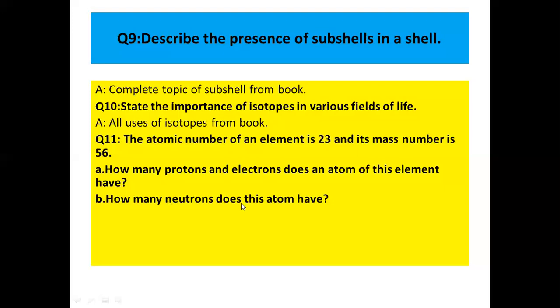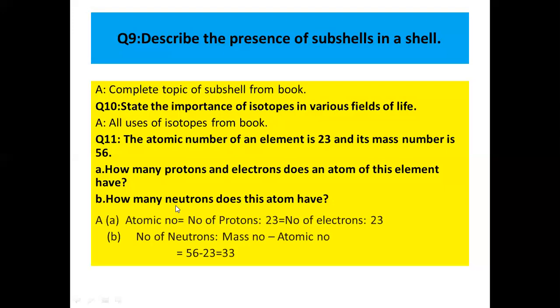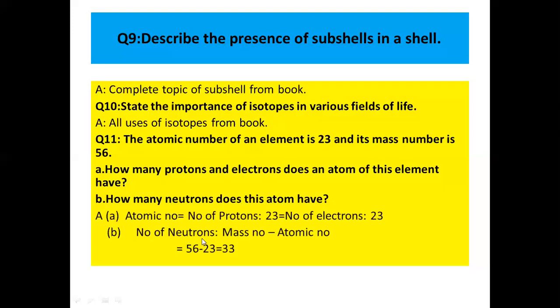How many neutrons does this atom have? So to find out the number of neutrons, we have the formula, that is number of neutrons is equal to mass number minus atomic number. So mass number or atomic mass, they are same. Okay, don't get confused in these terms. These two terms are same. 56 is the atomic mass or mass number, and minus 23 is the atomic number. Answer is 33 neutrons are present in that element.